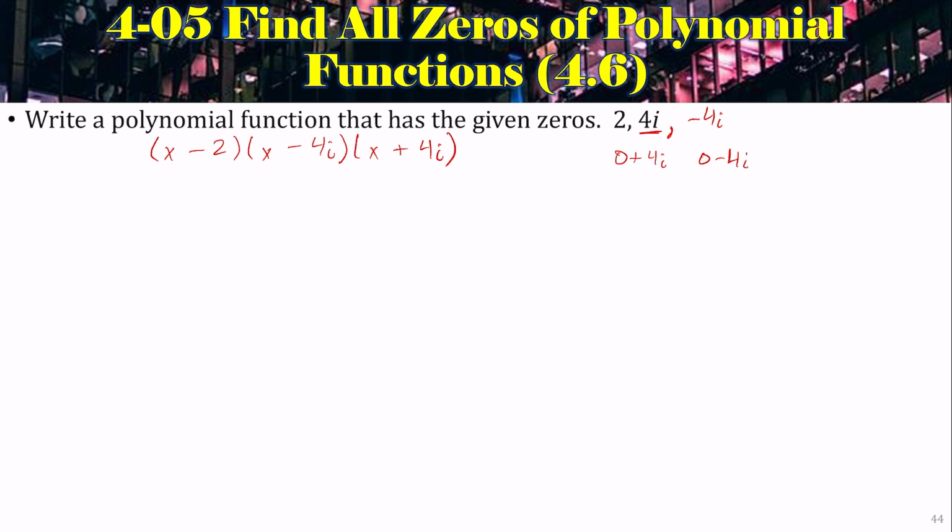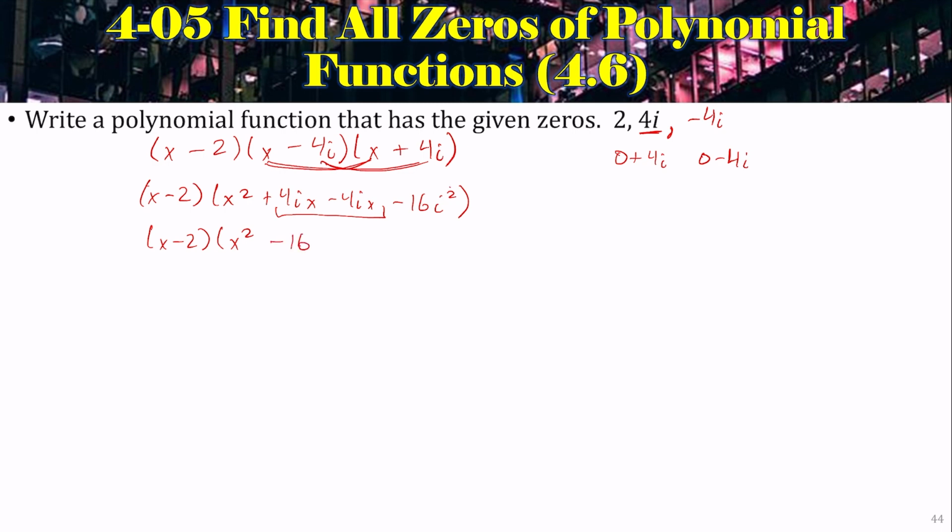Then we multiply these together. It's easier if you multiply the imaginary ones first. So x squared, 4ix, negative 4ix, minus 16i squared. Combine like terms. Oh, those cancel out. And remember, i squared is negative 1. So negative 16 times negative 1 will make plus 16.